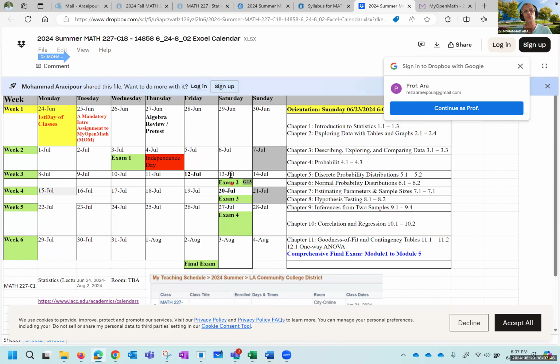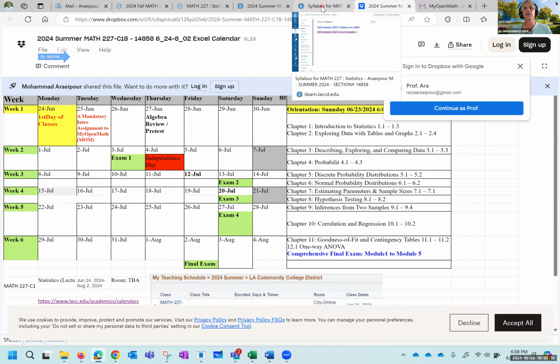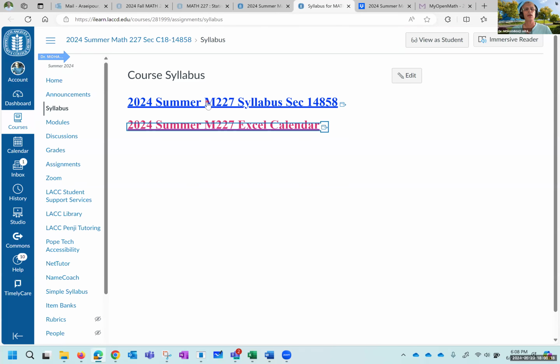And here are the exams. Normally, I set up the exams for Saturdays. However, the first exam is next week on July 3rd, which takes place on Wednesday. The final is on Friday, and I'm going to look at the schedule again. If possible, I will give you the exam on Saturday, but exams 2, 3, 4 are on Saturdays. So in short, every week we have an exam, 4 exams, and then the final. The top one in blue is the syllabus.